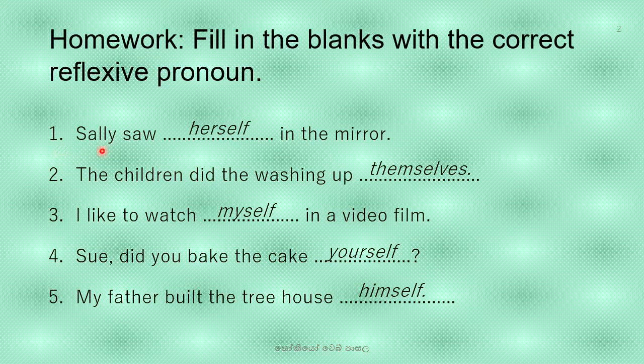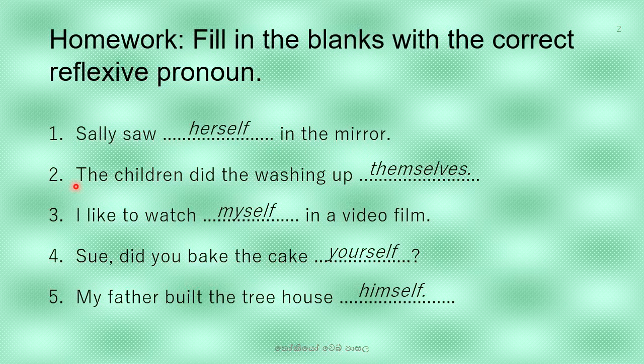The first sentence, Sally saw blank in the mirror. Here, Sally is female, third person, a singular noun. So the subject pronoun will be she. If the subject pronoun is she, the reflexive pronoun will be herself. So, Sally saw herself in the mirror.